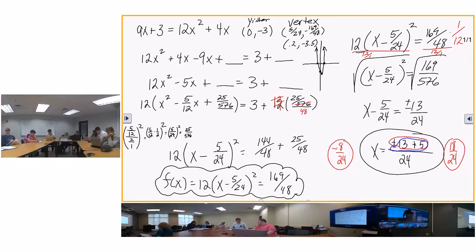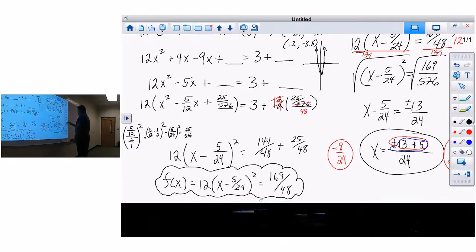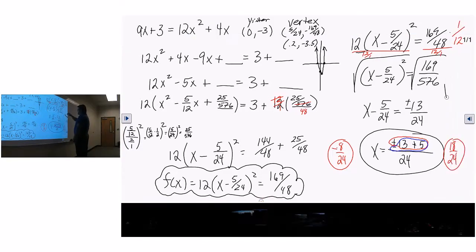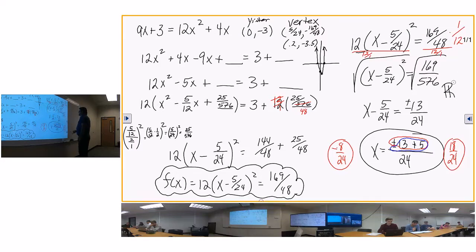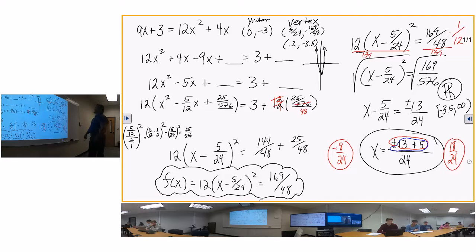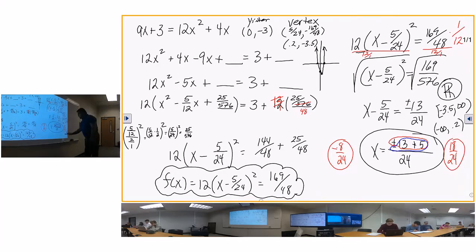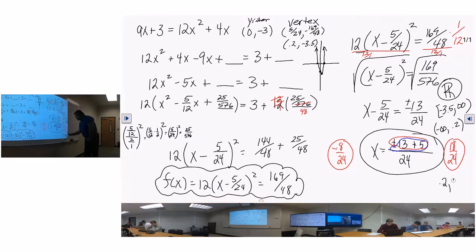So let's do the domain and range and all that good stuff. The domain is like it is on all of these, all real numbers. The range is from negative 3.5 to what? To infinity. The decreasing is from negative infinity to 0.2, and increasing from 0.2 to what? Infinity. Some of y'all start to catch on.